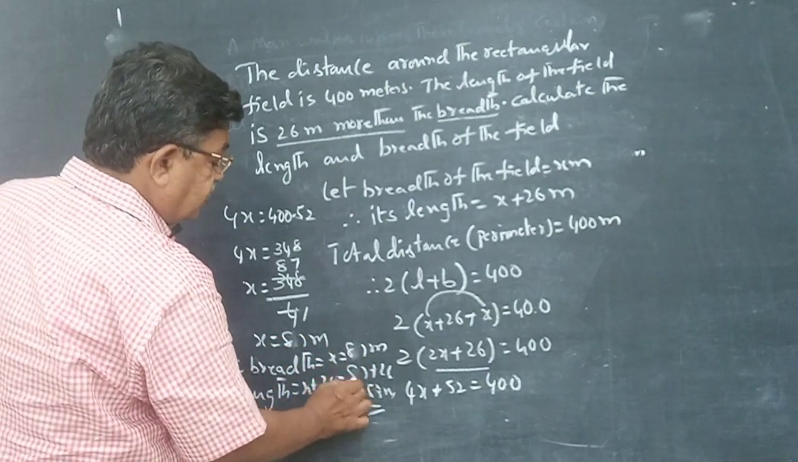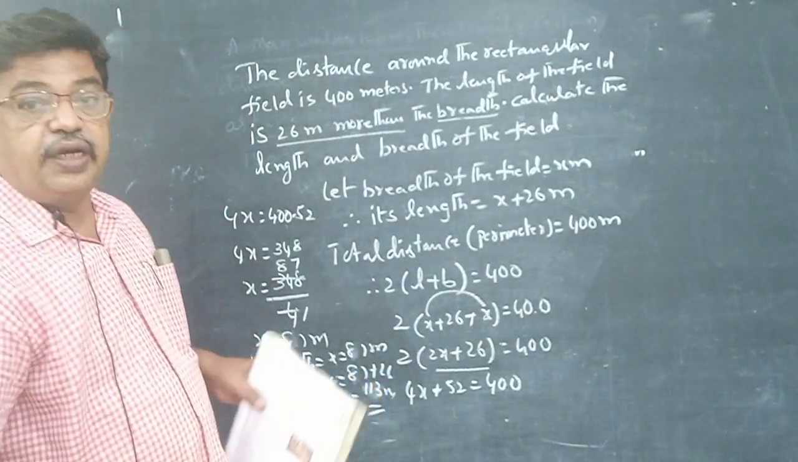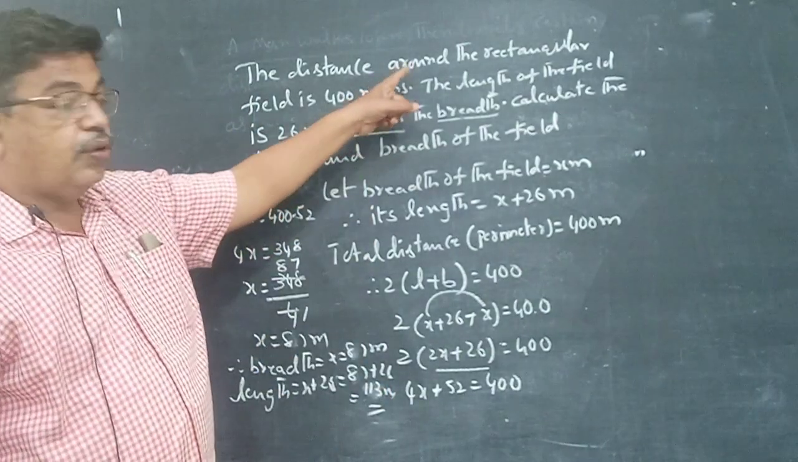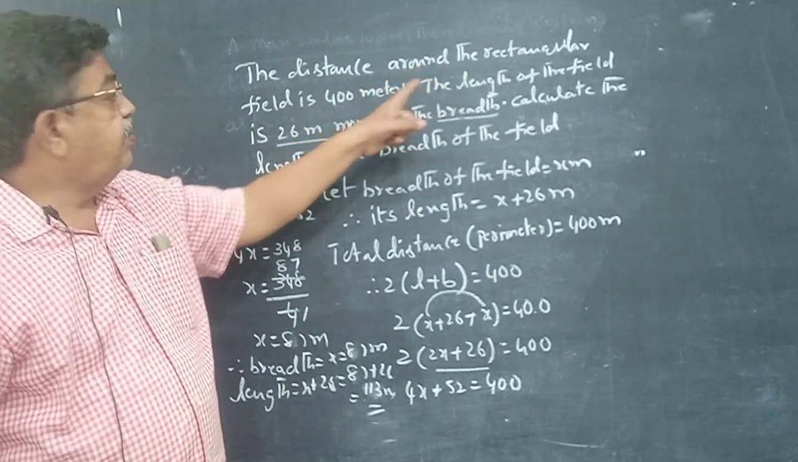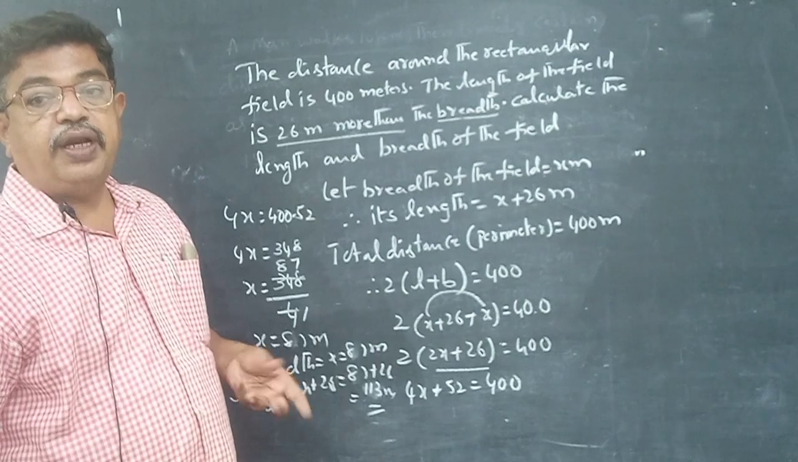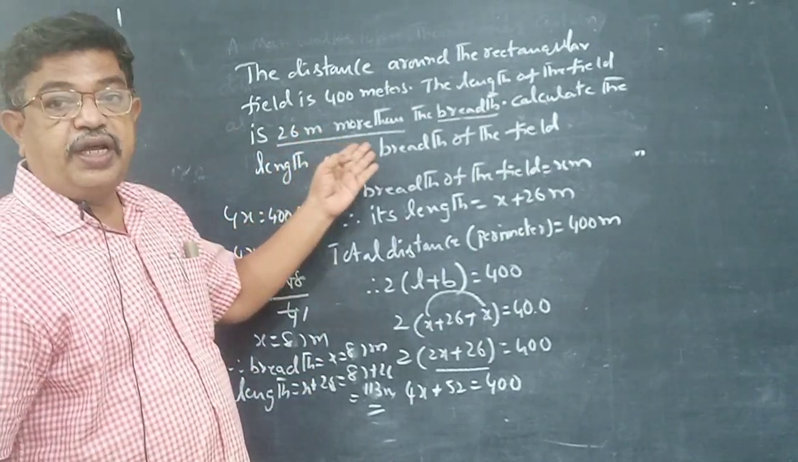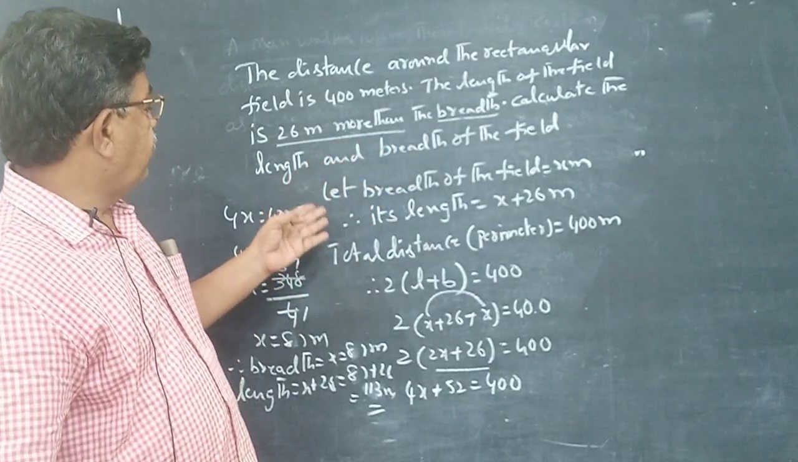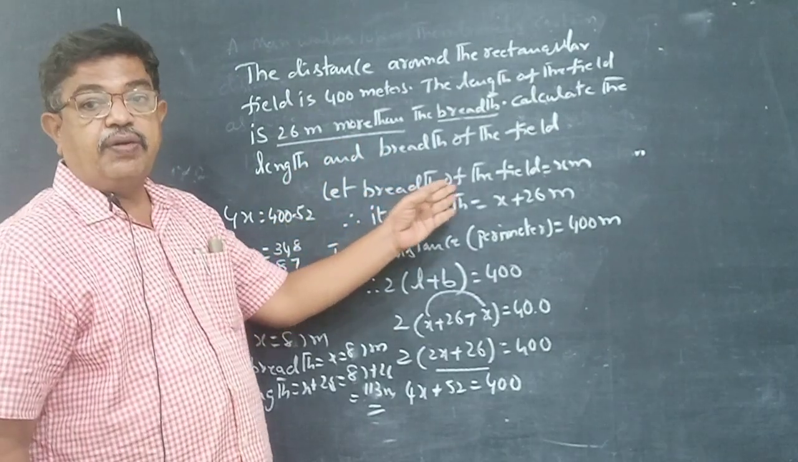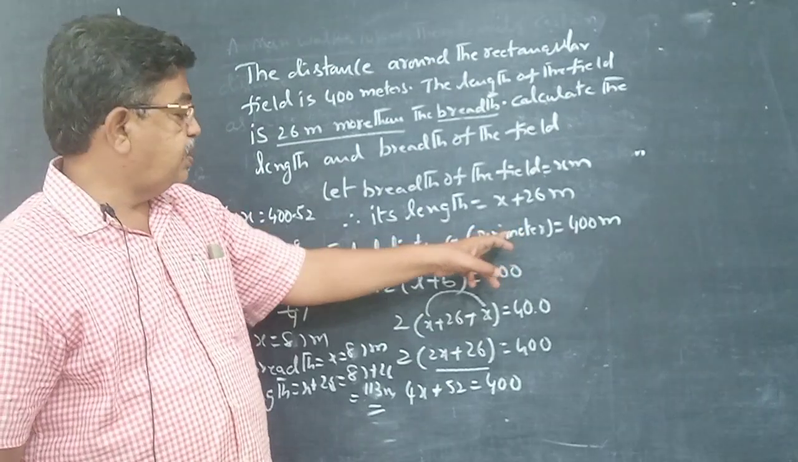87 plus 26, 113 meters. So, the total length around the rectangular field is given to be 400 meters. Total length is nothing but the perimeter of the field, and the length is 26 more than its breadth. Therefore, we start with breadth. Breadth equal to x meters, length equal to 26 meters more, x plus 26.